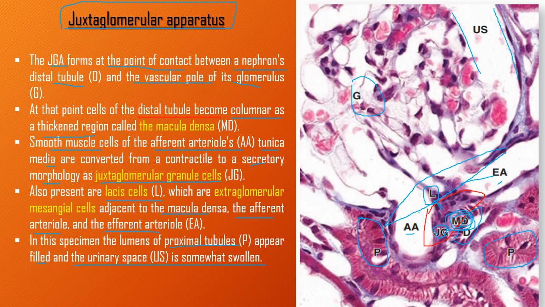So mainly the juxtaglomerular apparatus is formed by the macula densa cells of the distal convoluted tubule and JG cells of the afferent arterioles, and the lacis cells are also present there, which form the extraglomerular mesangial cells, which are adjacent to the macula densa, then the afferent and efferent arterioles.